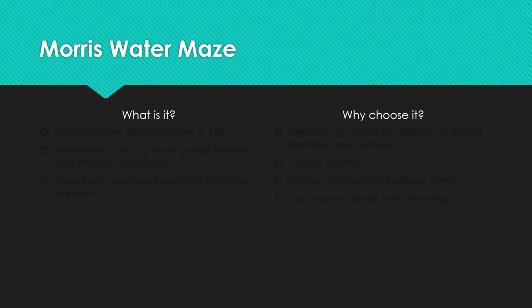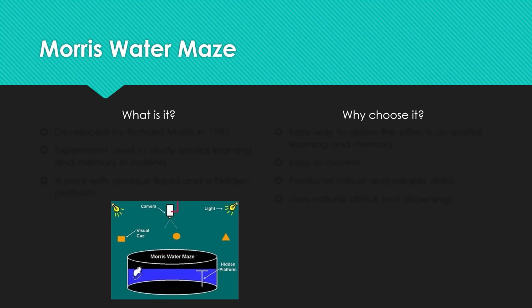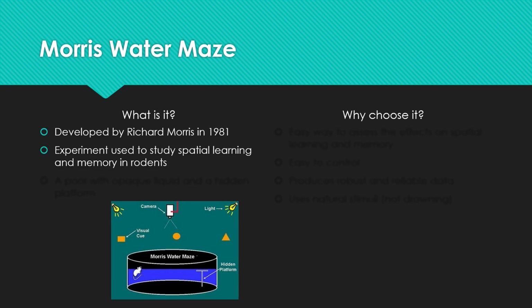Morris water maze. What is it? It is a pool that is about 1 to 2 meters in diameter. It's filled with water that is colored to be opaque. It was invented in 1989 by Richard Morris. Somewhere in the pool, there's a hidden platform where an animal, usually a mouse, can stand on. This experiment is standard practice for testing spatial learning and memory in rodents.